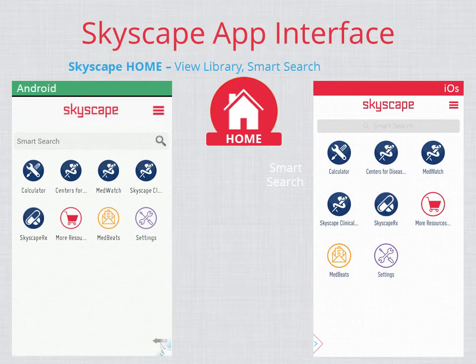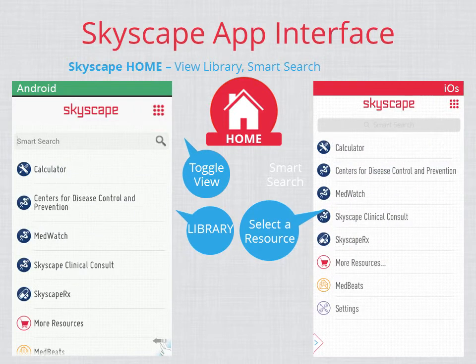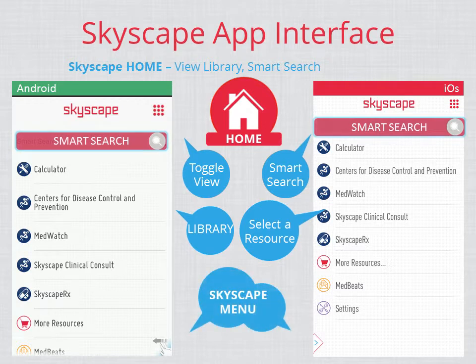When you first open Skyscape, you will be brought to the Skyscape Home. The Skyscape Home contains everything that you have downloaded to your Skyscape app. In the Home, you can view your library, pick a resource or do a Skyscape Smart Search. You can also access the Skyscape menu. The Skyscape menu will allow you to access the other parts of the Skyscape app.